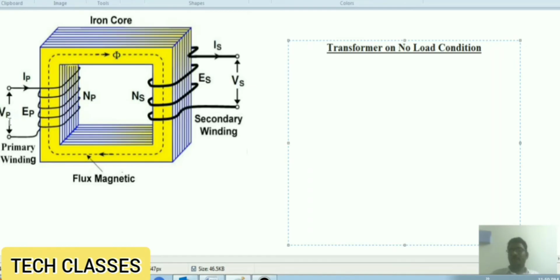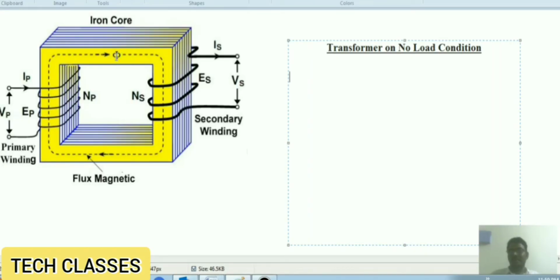Whenever the alternating voltage or primary voltage is given to the primary winding, the primary current flows in this copper winding material. Due to this, an alternating magnetic flux is set up in the magnetic core. This flux links with the primary winding as well as the secondary winding, and according to Faraday's laws of electromagnetic induction, this flux cuts the primary winding, and it also cuts the secondary winding.